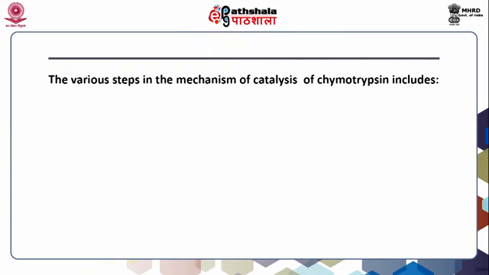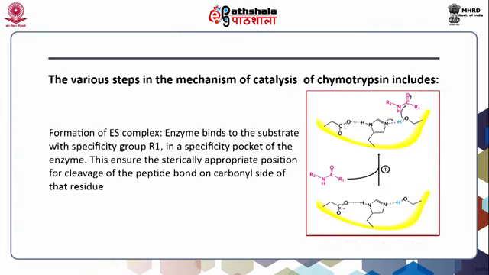The various steps in the mechanism of catalysis of chymotrypsin include the formation of the enzyme substrate complex. The enzyme binds to the substrate with specificity group R1 in a specificity pocket of the enzyme. This ensures the sterically appropriate position for cleavage of the peptide bond on the carbonyl side of that residue.